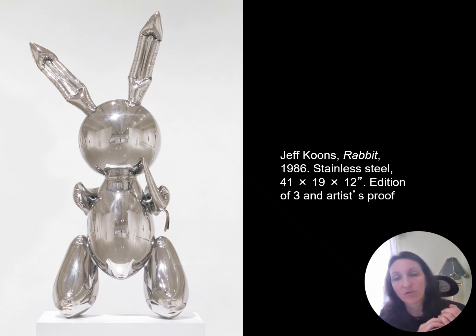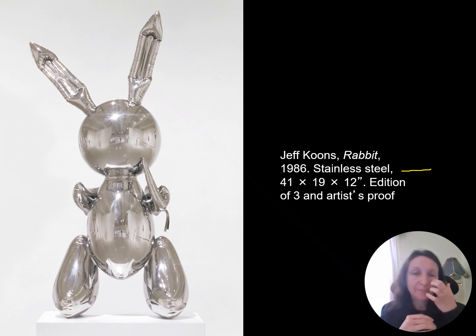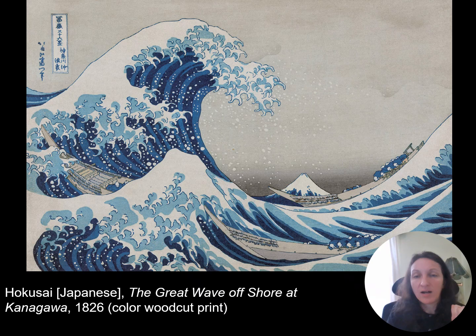This is a much more contemporary example from 1986. When you first see it, it looks very much like one of those inflatable balloons that's very soft, so you could squeeze it and it would make this squeaky sound. But then when you look at what it's made of, it's made of stainless steel. So it's actually very, very hard metal. So there's this kind of play. It looks like one thing, but it's made of something else. And it's also much larger than what we would imagine a little inflatable rabbit balloon would be. So this is a representationalist version of stylized.